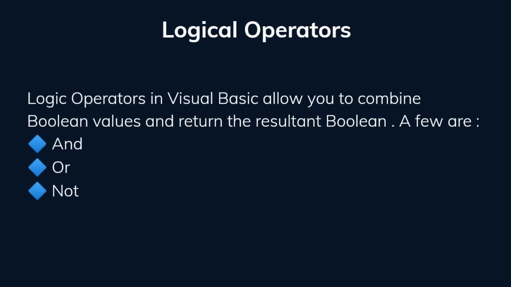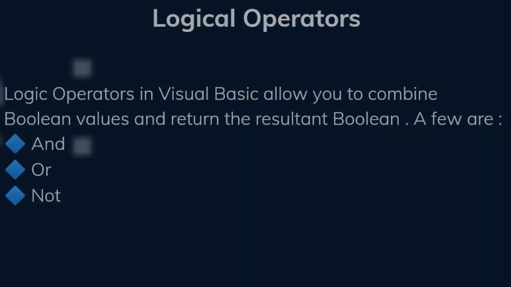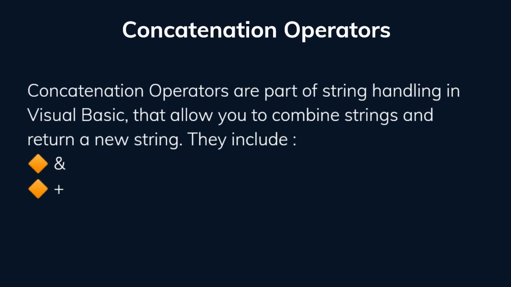Next, we have the logical operators. Logical operators in Visual Basic allow you to combine Boolean values and return the resultant Boolean. They include the AND operator, OR operator, and NOT operator. Concatenation operators. Concatenation operators are part of string handling in Visual Basic that allow you to combine strings and return a new string. They include the ampersand operator and the plus sign operator.